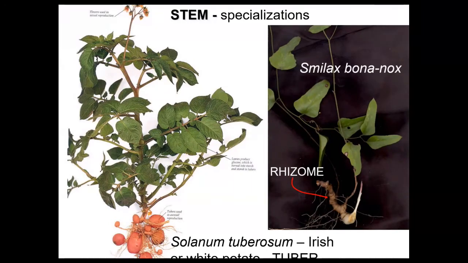But anyway, this shows the rhizome kind of stem modification on the smilax, and there's your regular green stem up above. But you can see that not only is this performing a storage function, it's also propagating new plants. This rhizome has a double function, storage and asexual reproduction.